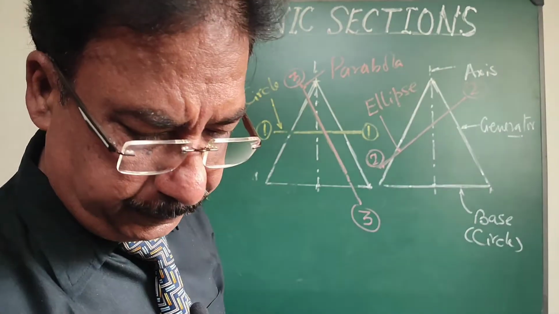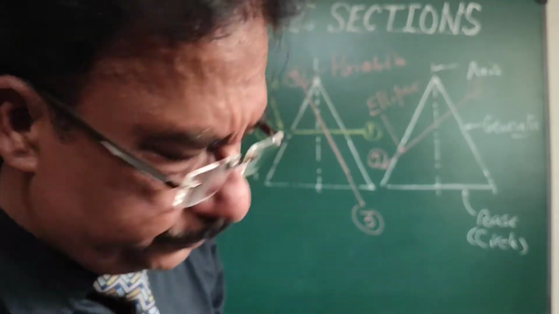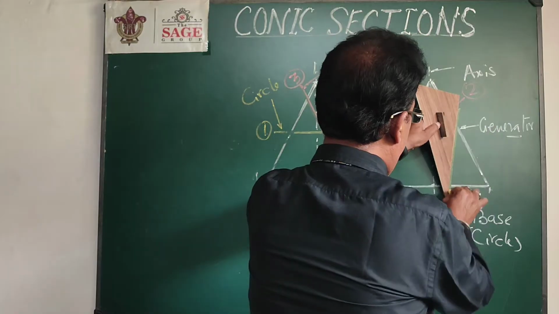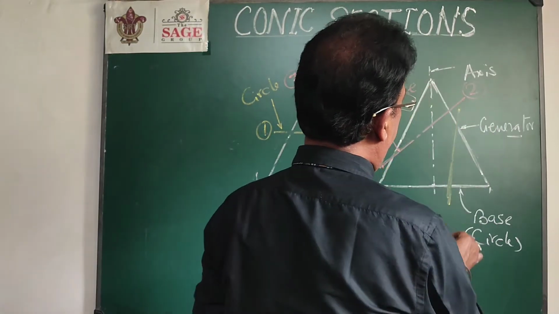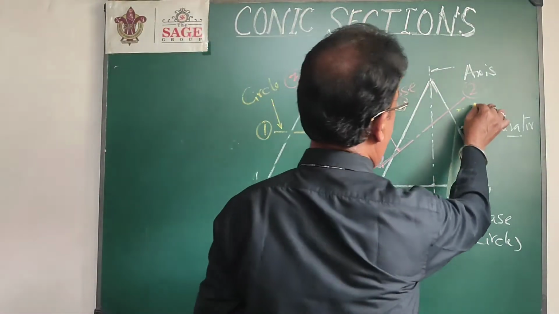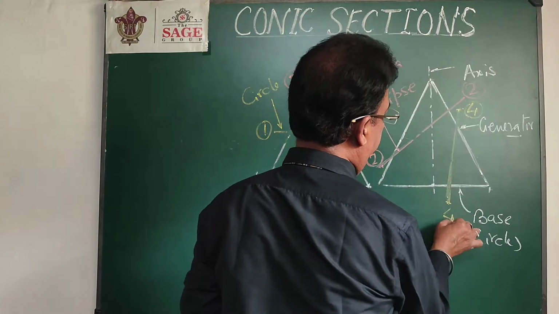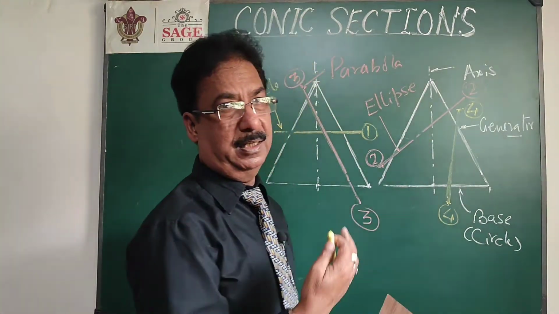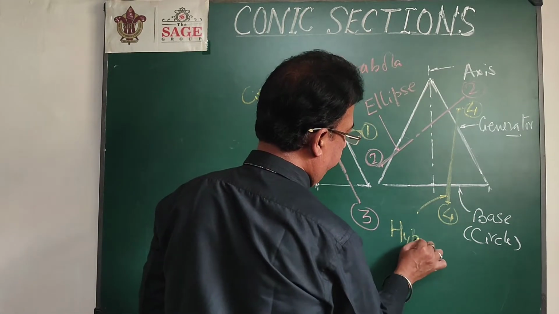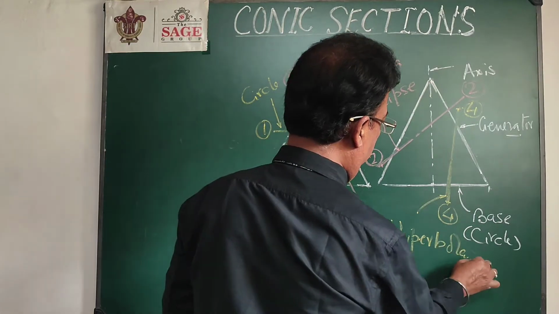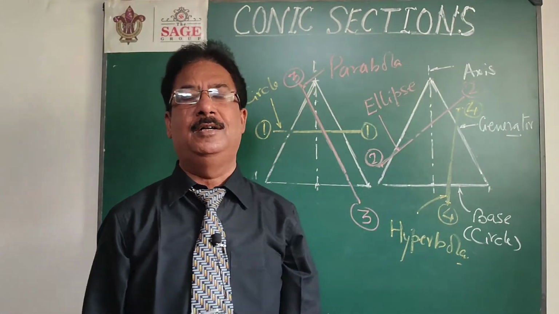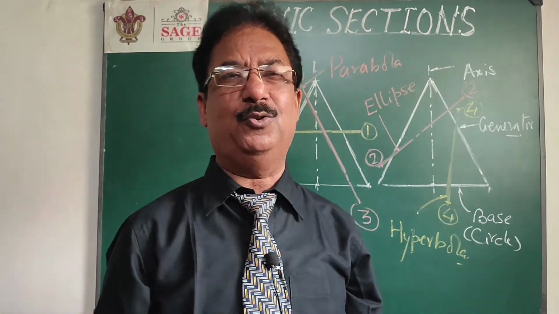Another option: if I cut this cone by a plane like this, again inclined to the base, cutting the base on one side of the axis. This time it is not parallel to the generator but cuts the base also, and the section obtained will be a hyperbola. So we have already studied these curves in mathematics: circle, ellipse, parabola, hyperbola. These are known as conic sections because they are part of a cone when it is cut by a section plane.